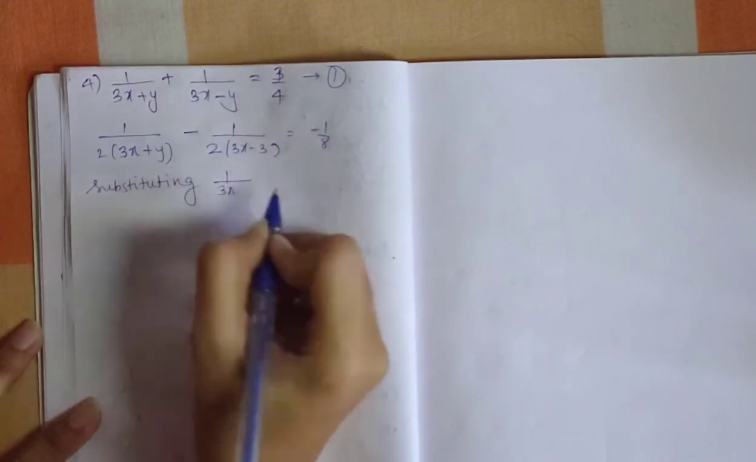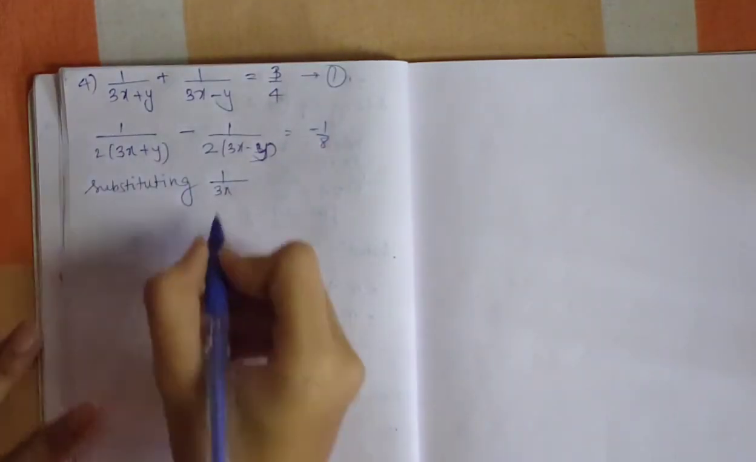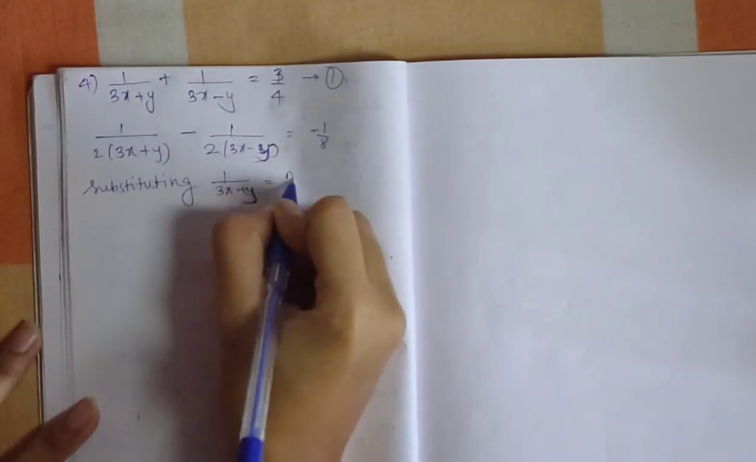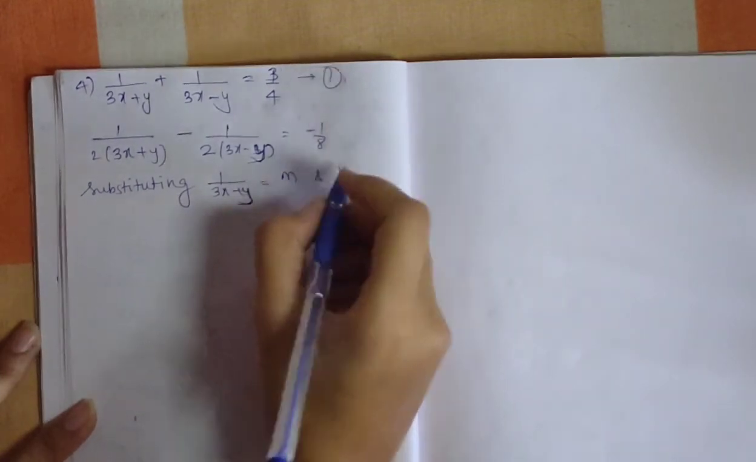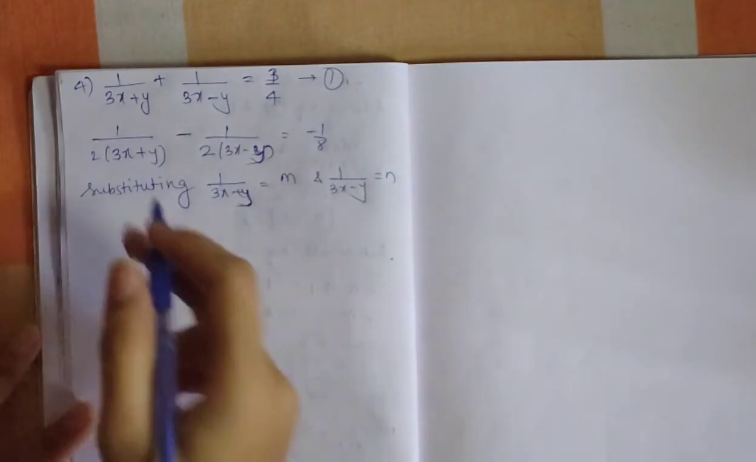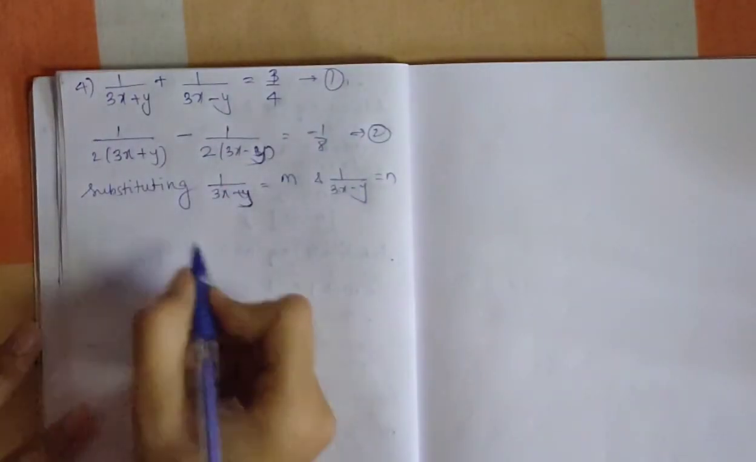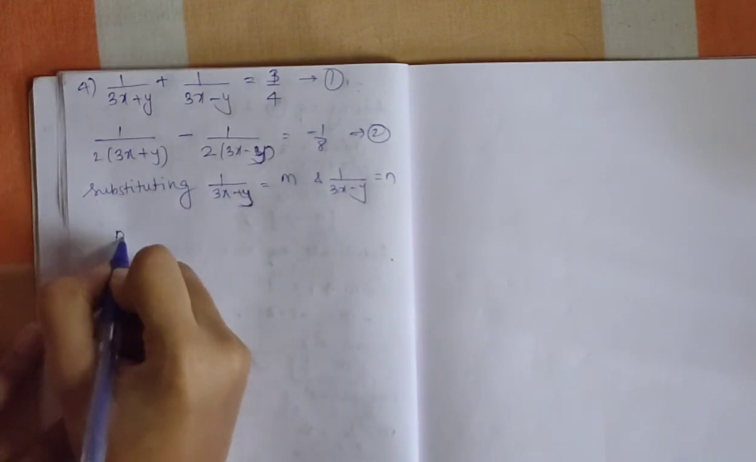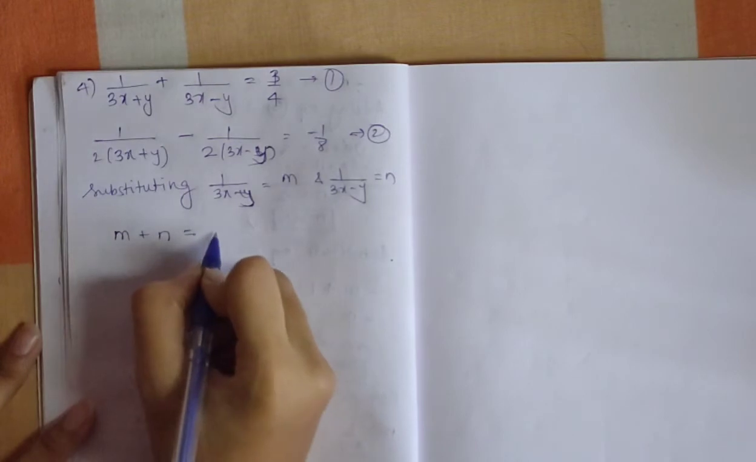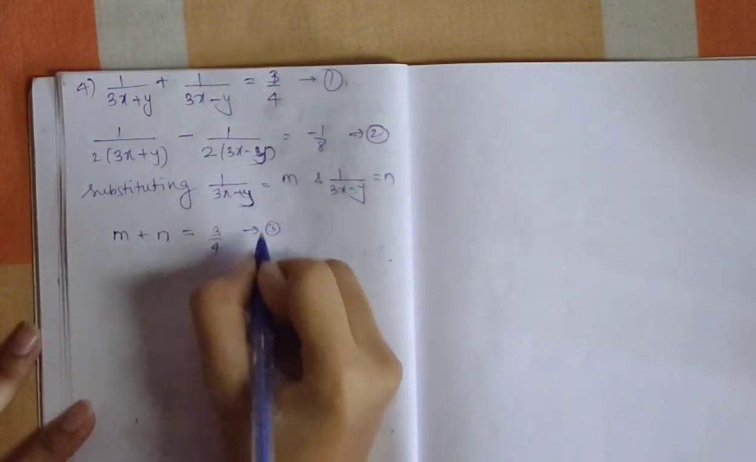Substituting 1 by 3x minus y. So 3x plus y is equal to m, and 1 by 3x minus y is equal to n. So putting this, what will you get? This was your equation 2. So equation 1 will become m plus n is equal to what? 3 by 4. This is your equation number 3.